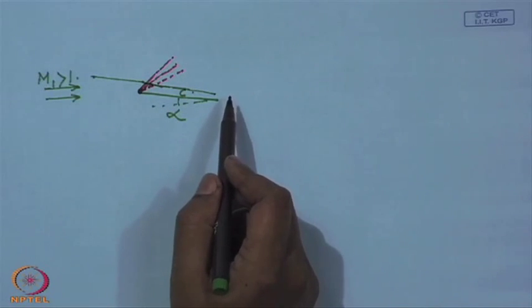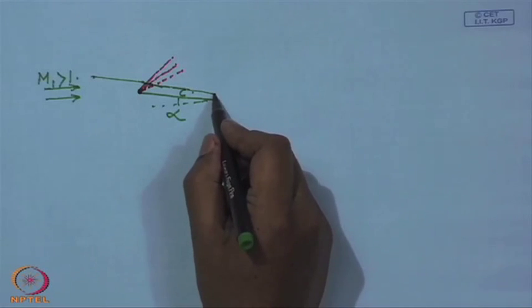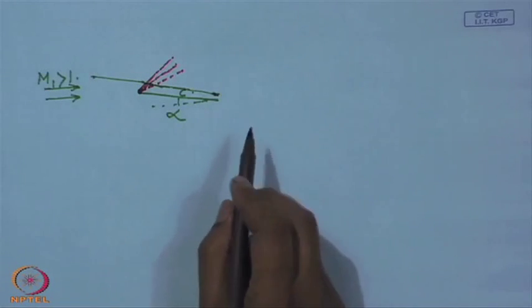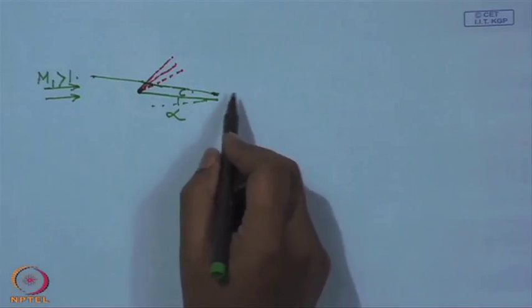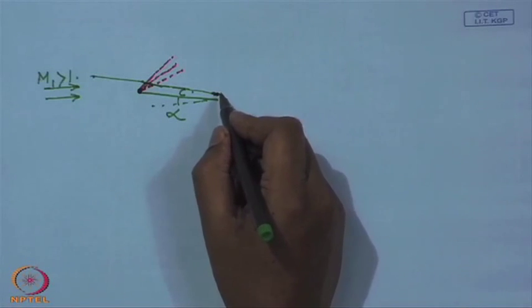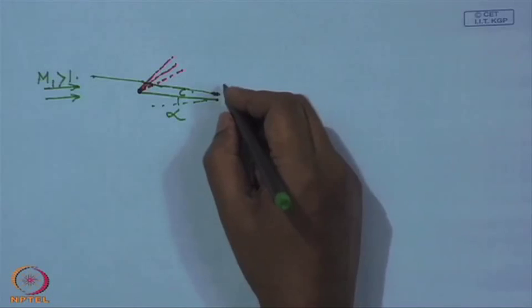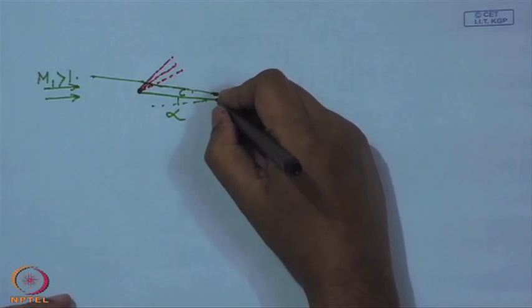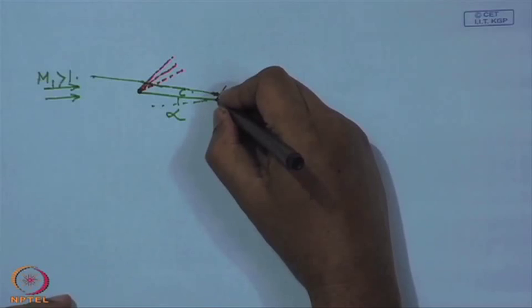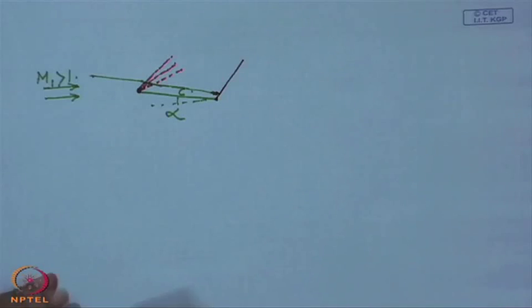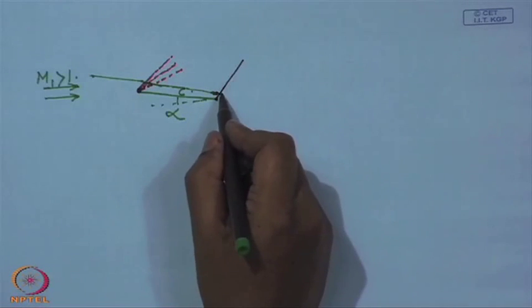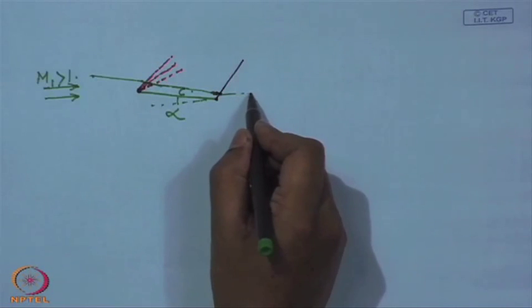Now, coming to the trailing edge, this flow needs to turn so that it is parallel to the free stream, and obviously, this turn is in the opposite direction and will be achieved through a shock. And the streamline will now become parallel to the free stream.